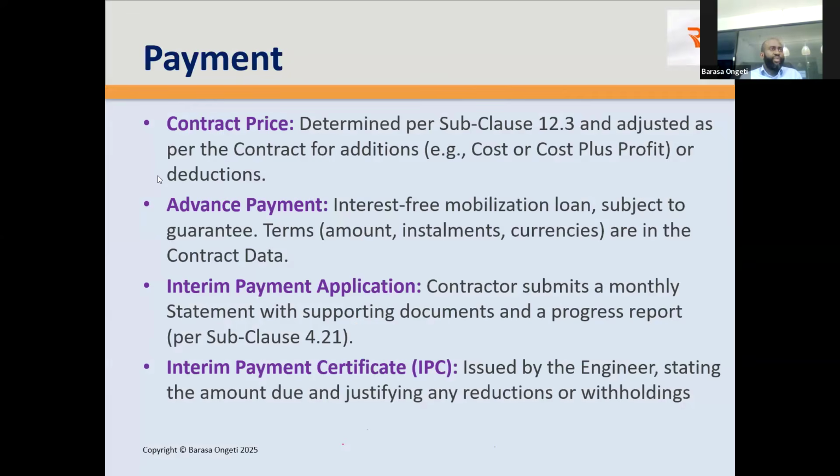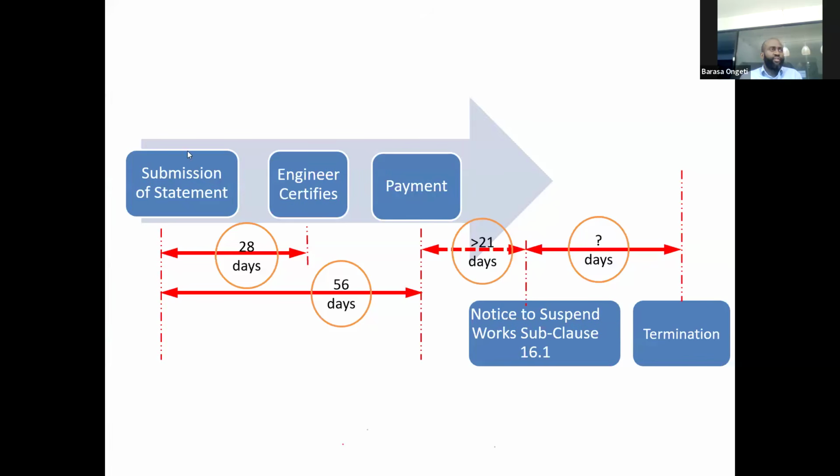So what happens during payment? What is the process for payment? The contractor submits what is called a statement. The engineer has 28 days to certify this statement, and 56 days from the date of submission of the statement. I know a question will arise from here. I know this question, it's been asked millions of times.